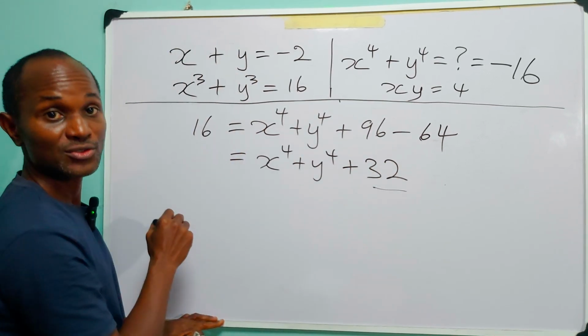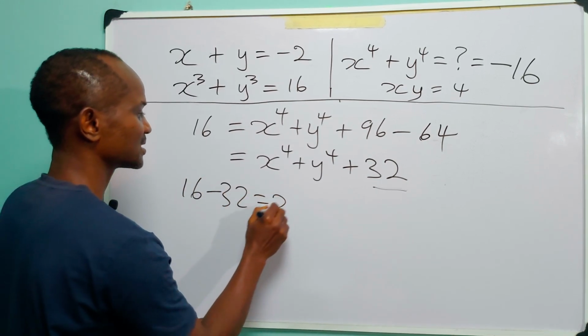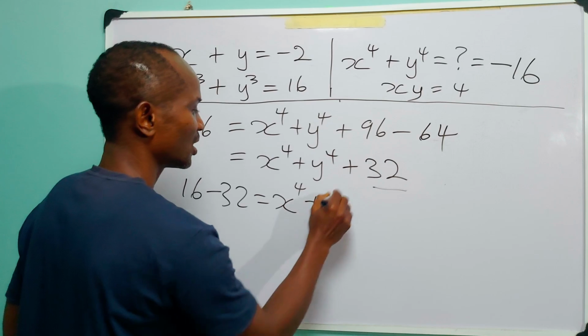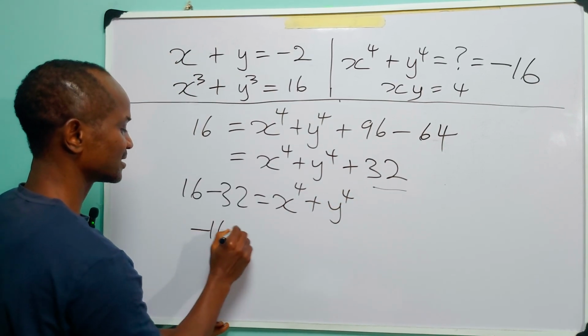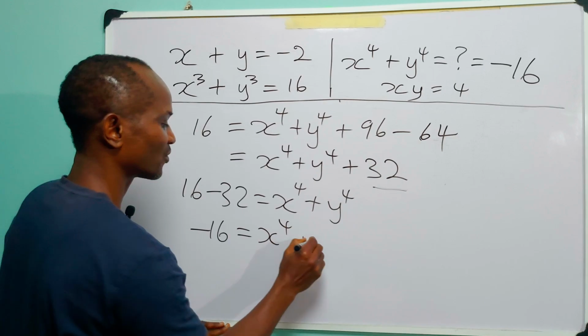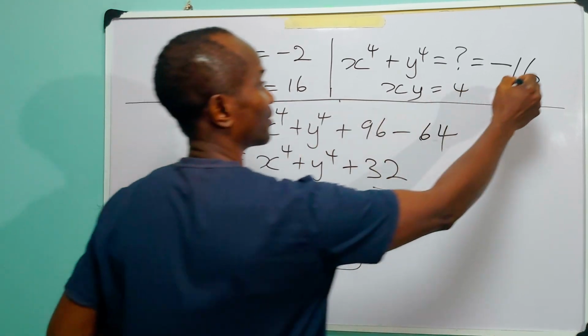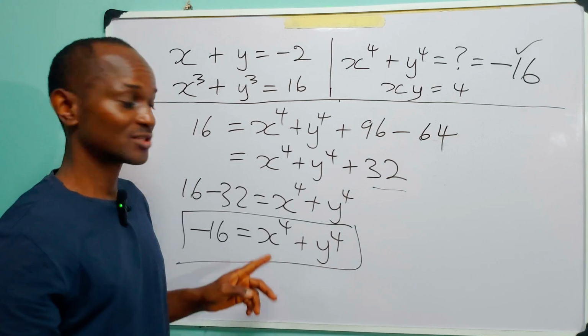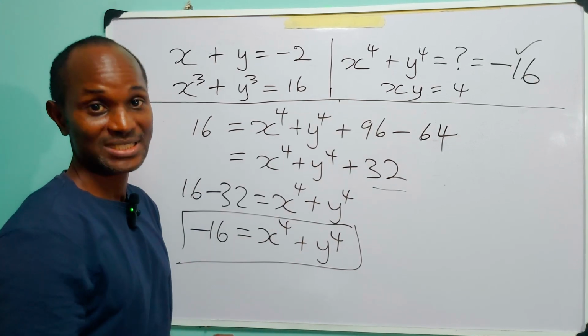Taking this over to the left-hand side, we have that 16 minus 32 is equal to x raised to power 4 plus y raised to power 4. So minus 16 is equal to x raised to power 4 plus y raised to power 4. So we see that we get the same answer, negative 16, for this value.